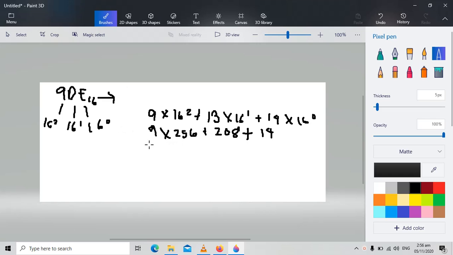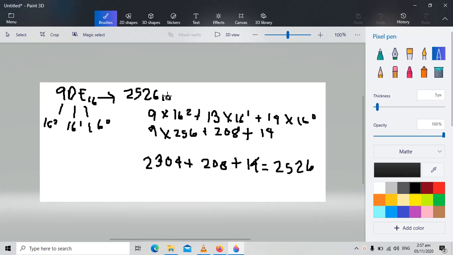Now we need to multiply the factors here and add the add-ins here. So 256 times 9 is 2,304 plus 208 plus 14 is equal to 2,526. Alright, so that's our decimal number here, 2,526 to the base number of 10.